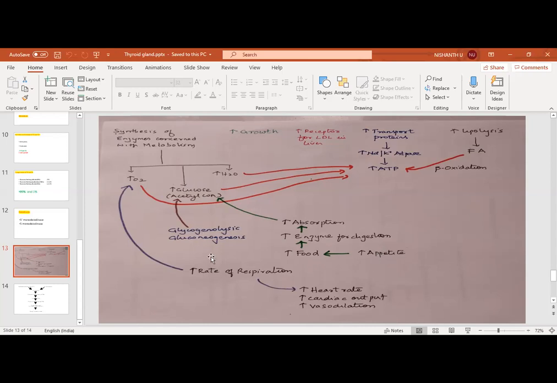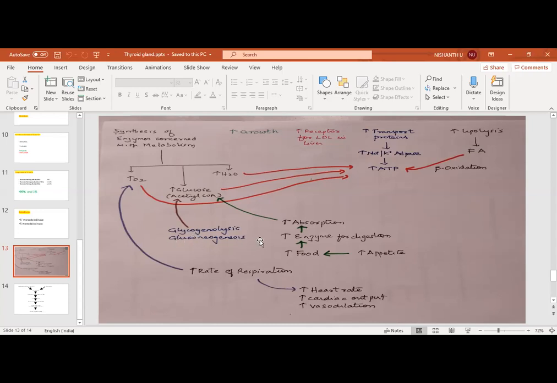Apart from that, one more method is there. T3, T4 also promotes the breakdown of glycogen, that is glycogenolysis. That is the breakdown of glycogen to glucose. So when glycogen is broken down into glucose, the product is glucose only. That glucose will enter into the blood circulation. So this is the one particular method by which the glucose concentration in the blood will be improved.